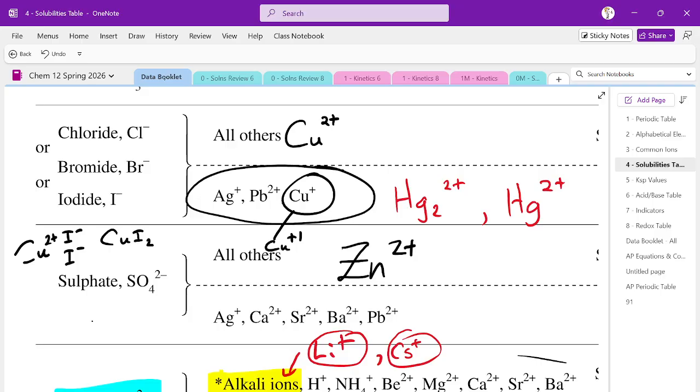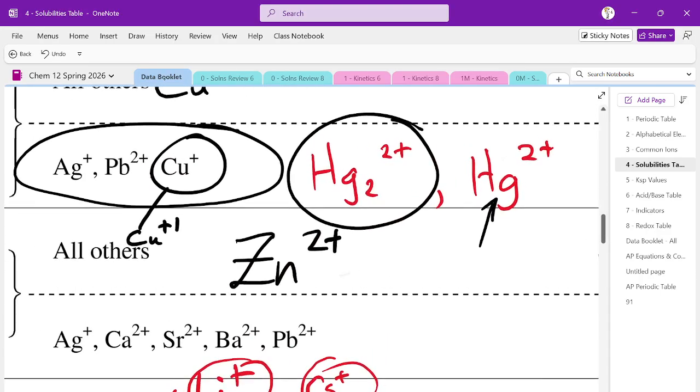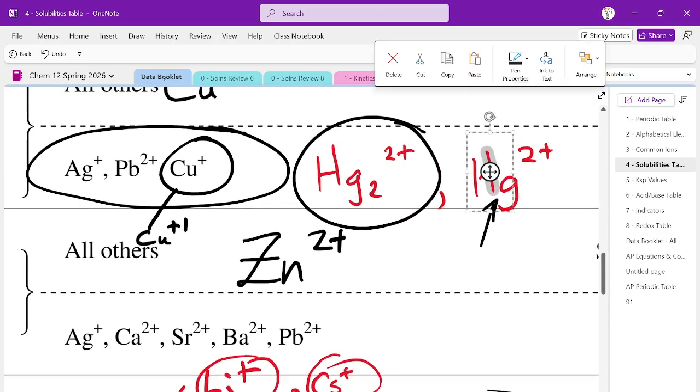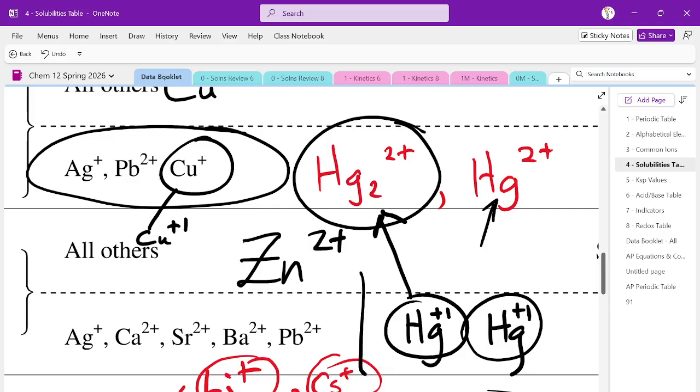Because what does this one have that this one does not? It's got a little 2 at the bottom, which means that what we actually have is an Hg bonded to a second Hg. This is this one here. And each of them have a +1 charge, which gives the overall thing a +2 charge, but it is still just mercury 1 because each mercury has a +1 charge.